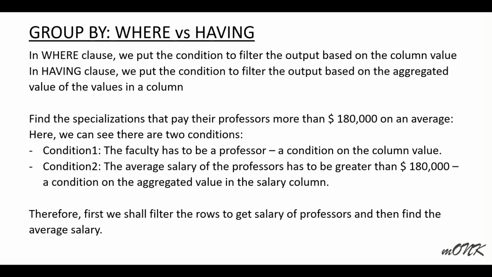First is the faculty has to be a professor. So that is a condition on the column value. So faculty is equal to professor will go in the where clause. And the second condition is the average salary of the professor has to be greater than 180K. So we are talking about average salary. Salary is a column, average is an aggregate function, so this aggregate function is acting on a column. So we are actually filtering based on the aggregated value. That's why this aggregate condition will go in the having clause.